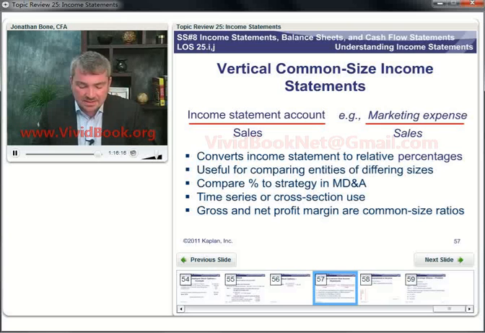Notice, two of our profit margins will be on the face of a common size statement, and that's the gross profit margin and the net profit margin. Gross profit, remember, is sales minus cost of goods sold. And the gross profit margin is gross profit divided by sales. So you will see the gross profit margin on the face of a common size income statement. Likewise with net profit margin, which is net income divided by sales. Again, you'll see that on the face of the common size statement.